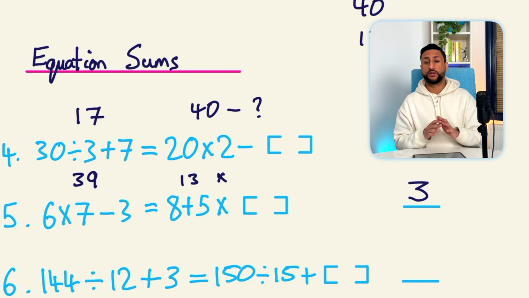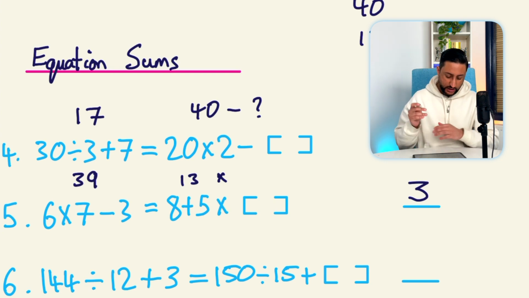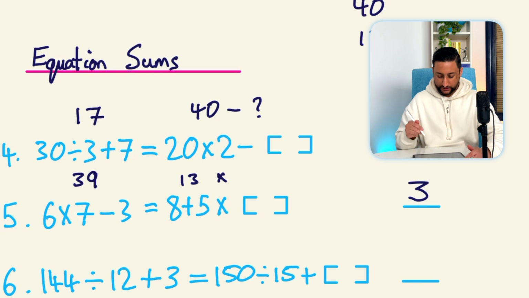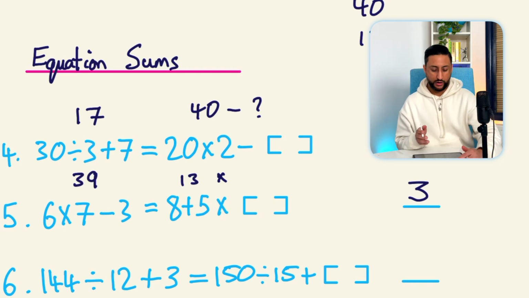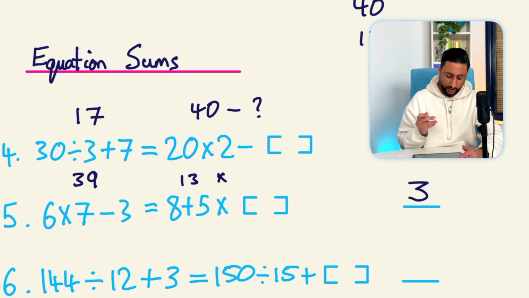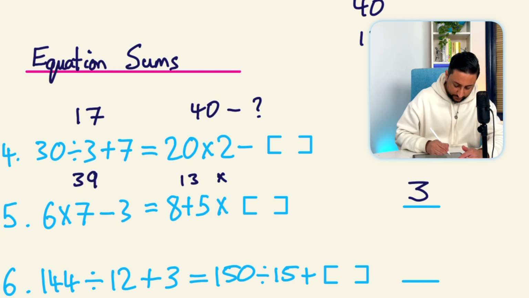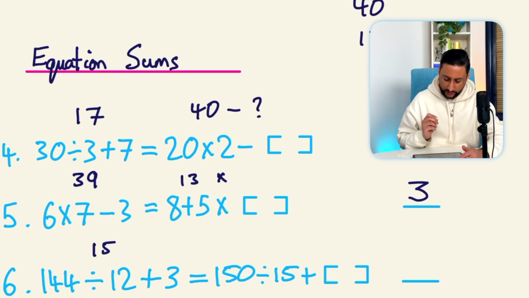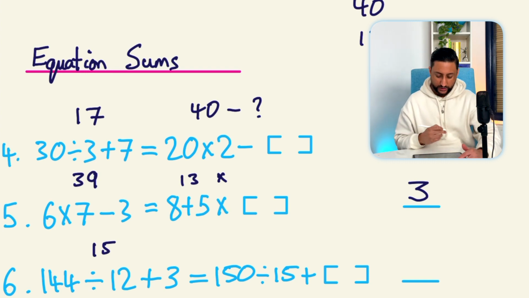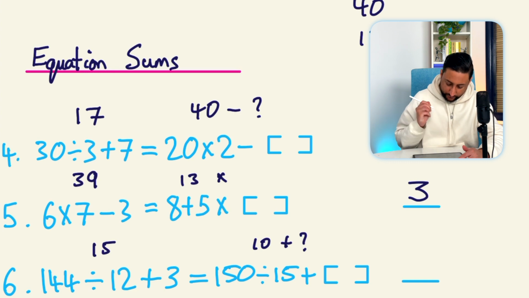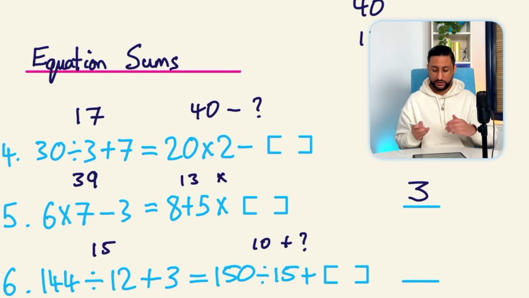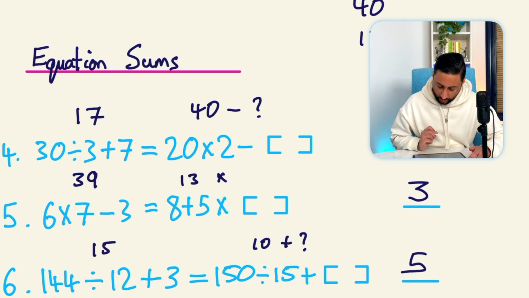And finally, we've got a question with some 3-digit numbers here, so we're going to look at that. Number 6, 144 divided by 12 plus 3 equals 150 divided by 15 plus something. 12 times table you should probably know by now. 144 divided by 12 is 12. And then add 3 is 15. So the right hand side has to equate to 15 as well. We have 150 divided by 15, which is 10. So we're saying 10 plus something equals 15. And obviously 10 plus 5 will equal 15.